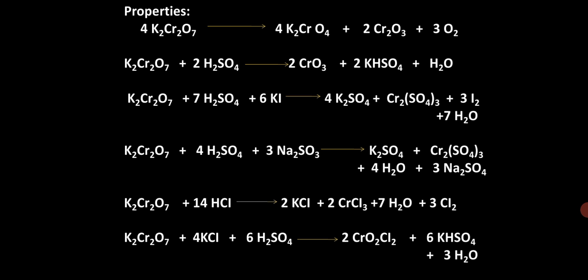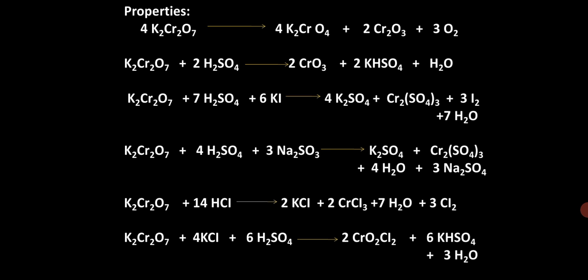Now on acidification, potassium chromate reacts with sulfuric acid to form potassium dichromate. First, potassium dichromate reacts with KOH, an alkali, to form potassium chromate. Mind it, it is a change from orange to yellow. On further acidification, potassium chromate again gets converted into potassium dichromate. Remember this, very important. I repeat the reaction: K2Cr2O7 plus KOH will give you K2CrO4 plus water.